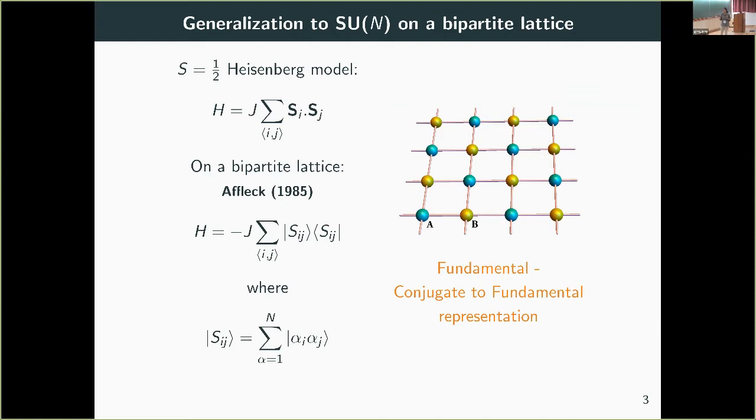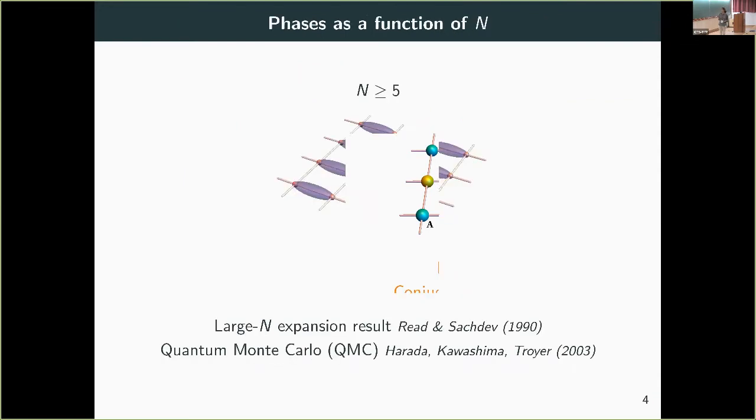So what happens when I increase the value of N, that is, when I increase the quantum fluctuation? For N equals 2, I have the Néel phase. For N greater than or equal to 5, it was shown using theoretical large N expansion methods and numerical methods that it realizes the valence bond solid phase. So this is one way to increase the quantum fluctuations.